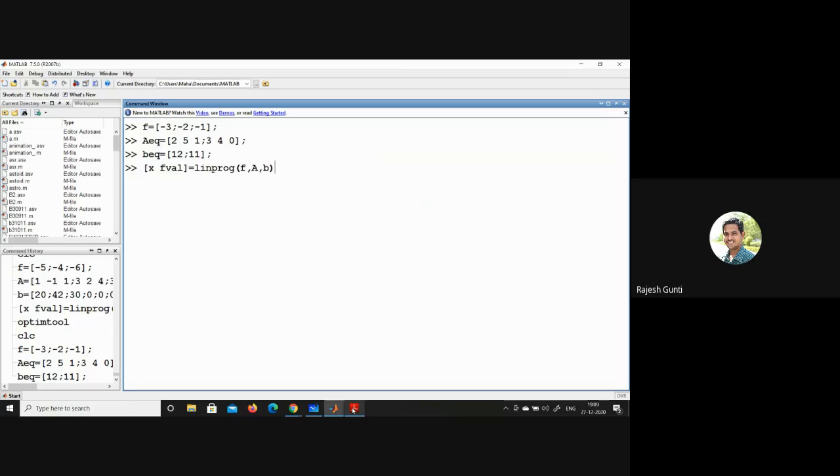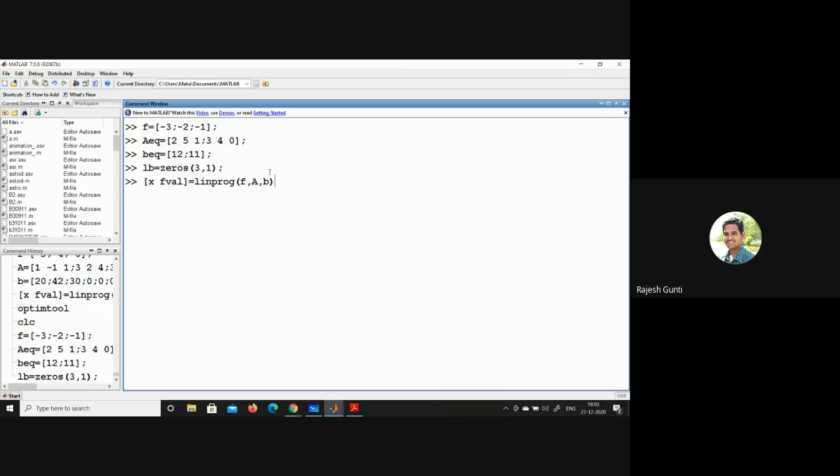Because here, what we have to do? Lower bounds also have to be defined. There we can define directly LB. How many variables are there? 0 rows of 3 comma 3 rows 1 column, or 0 semicolon 0 semicolon 0.